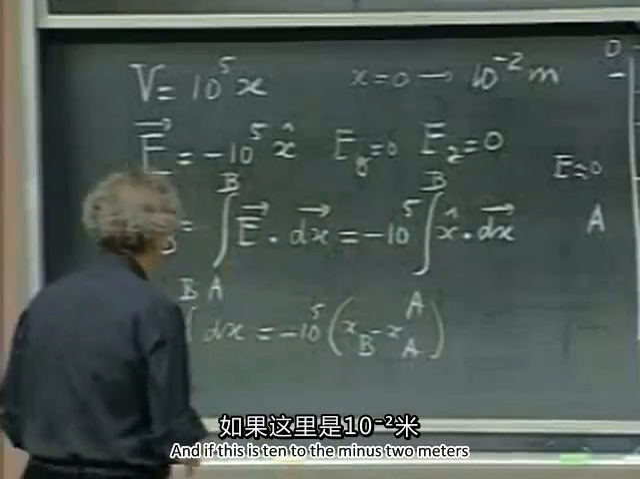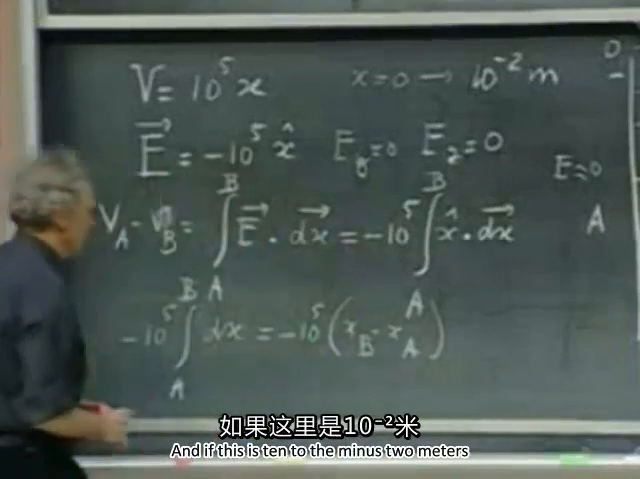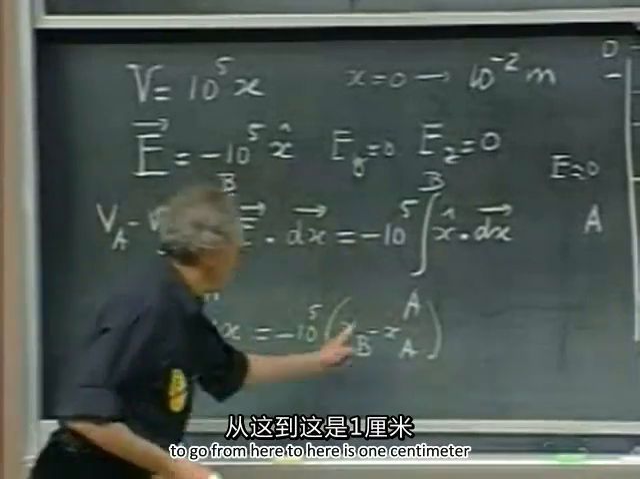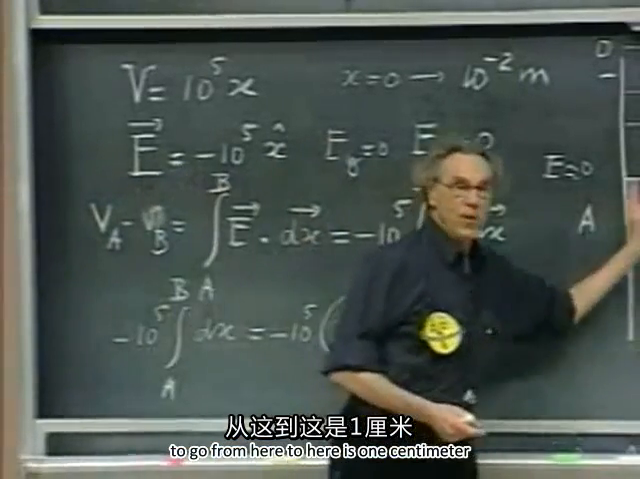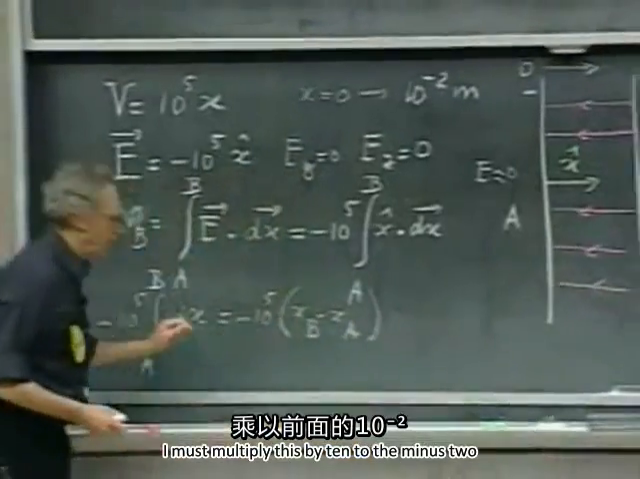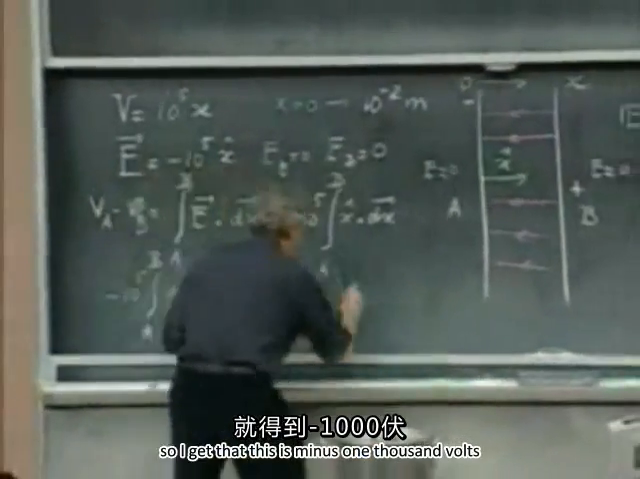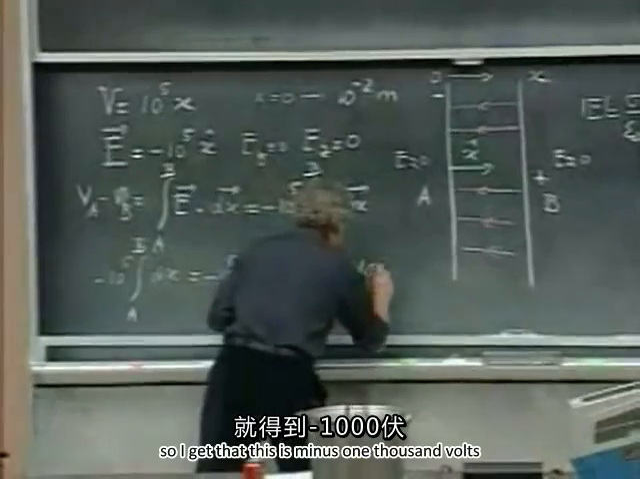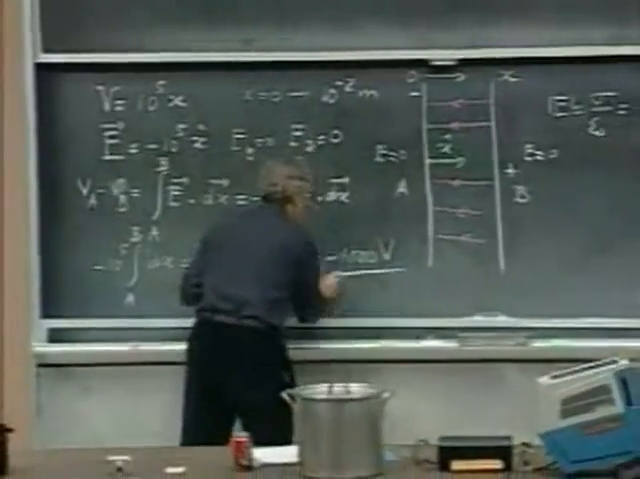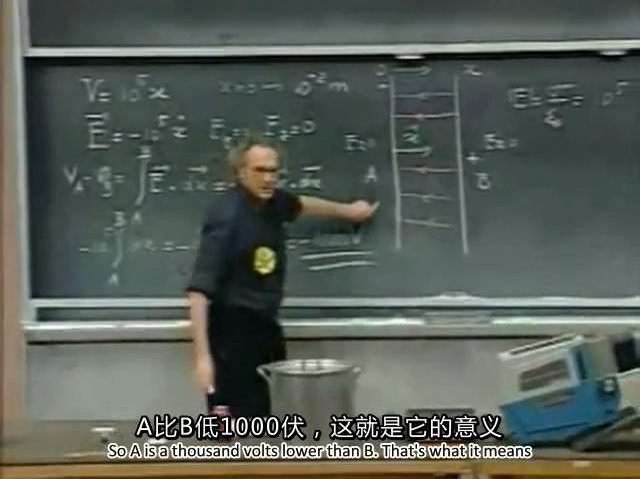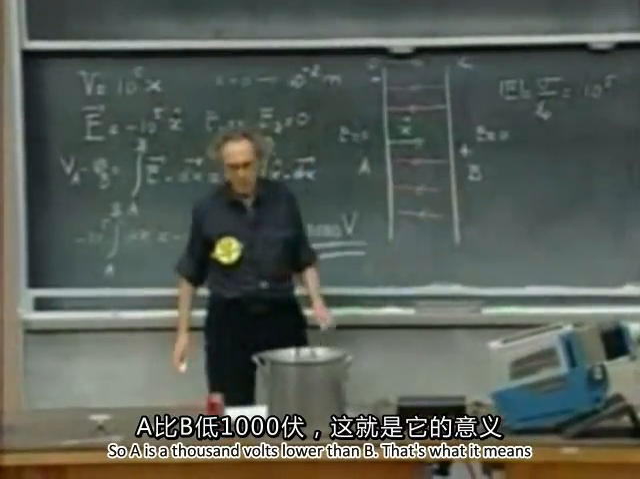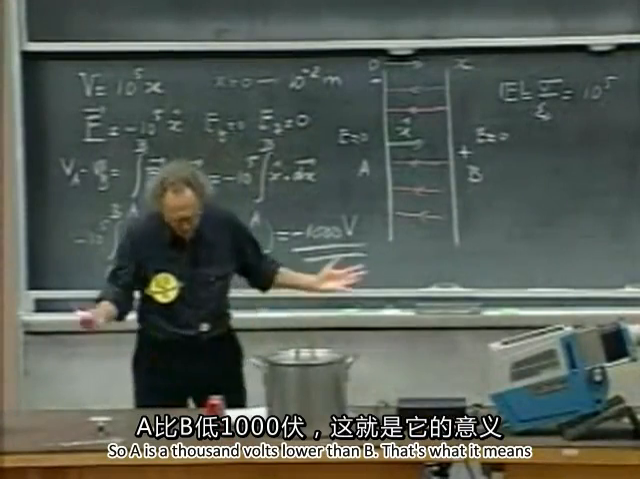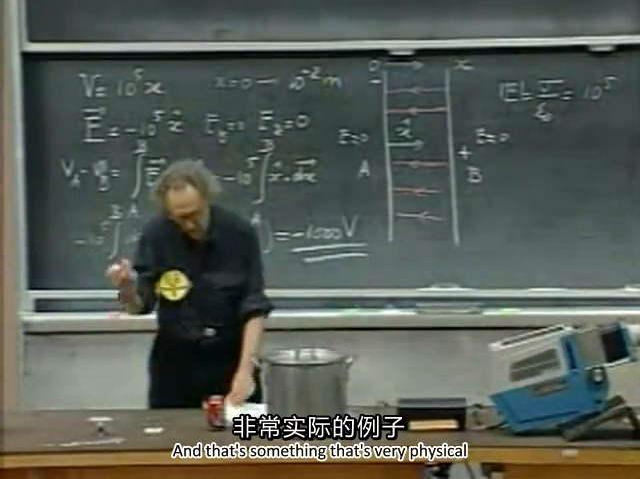And if this is 10 to the minus 2 meters, to go from here to here is 1 centimeter, I must multiply this by 10 to the minus 2, so I get that this is minus 1,000 volts. So A is 1,000 volts lower than B. That's what it means. And that's something that's very physical.